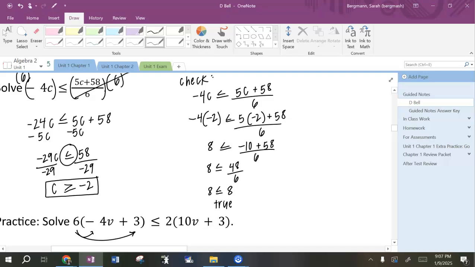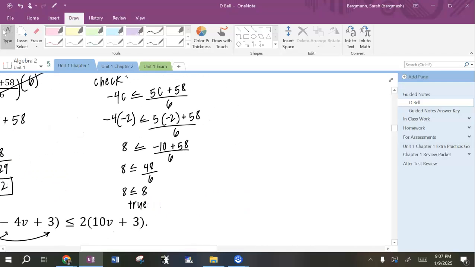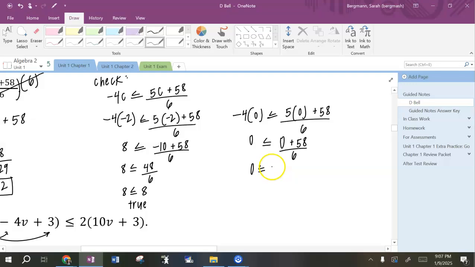And then you can also check a number that is greater than negative 2. So think of what's a number greater than negative 2. You could go with 0. 0 is probably the easiest number to plug in. So let's replace all the c's with a 0 now. So 4 times 0, 0, anything times 0, 0. So that's why it's really easy to plug it in. We end up with 0 is less than or equal to 58 over 6.